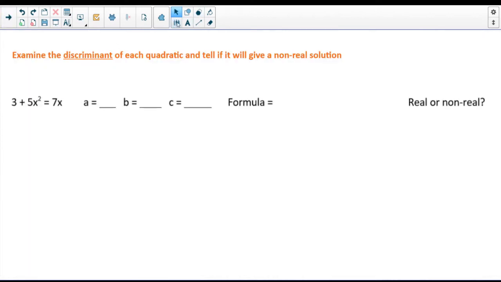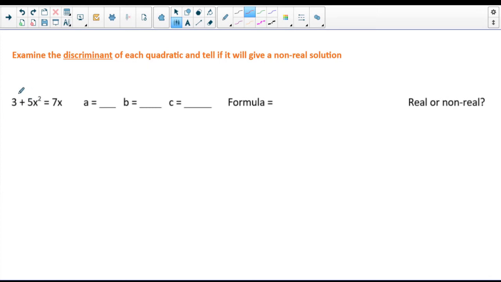So here's a good example that I have. In this one, I'm asking, examine the discriminant of the quadratic and tell, is it going to give a non-real solution? This is a great shortcut because we can skip all the steps of solving the quadratic or graphing it just by looking at the discriminant.